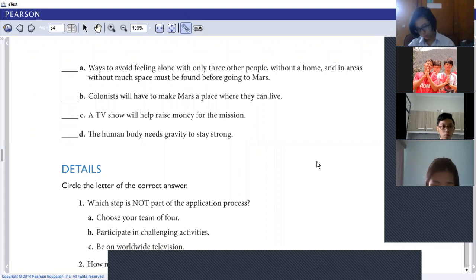Okay, what about B? Colonists will have to make Mars a place where they can live.